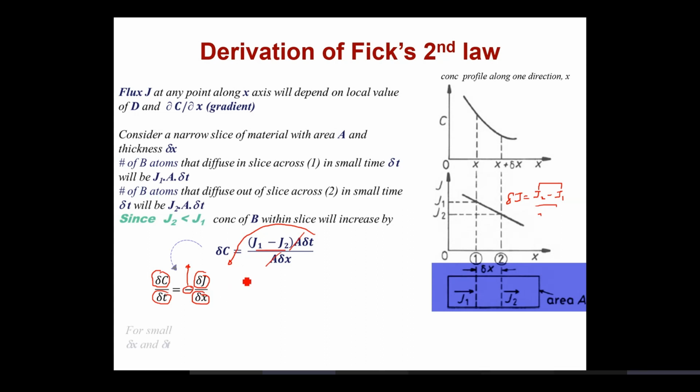Alright. Moving on, for very small values of change in distance and change in time, you can represent these changes in differential form, and you can say dC by dt, the concentration gradient with regards to time.